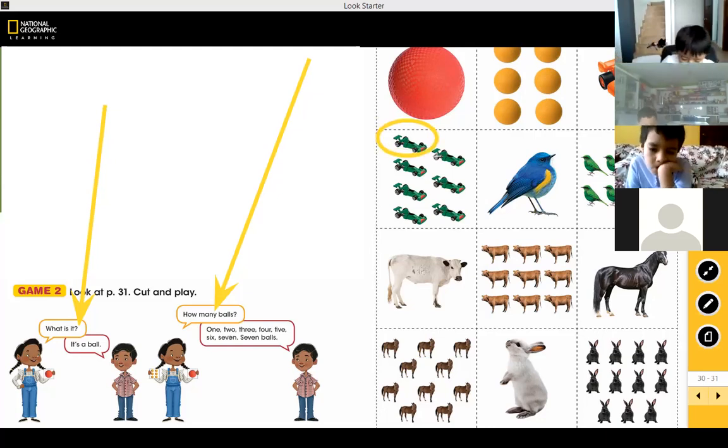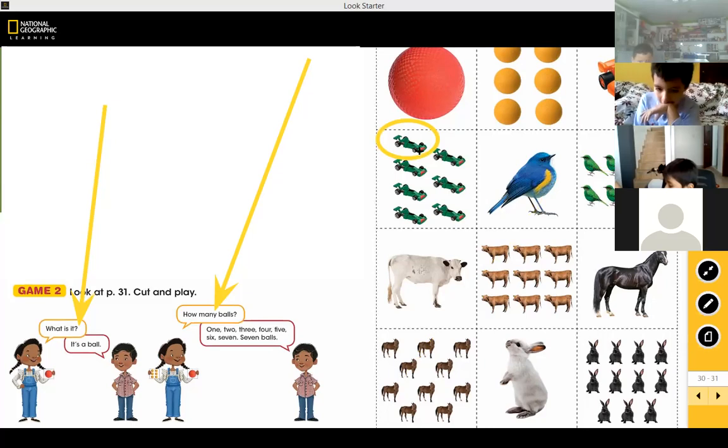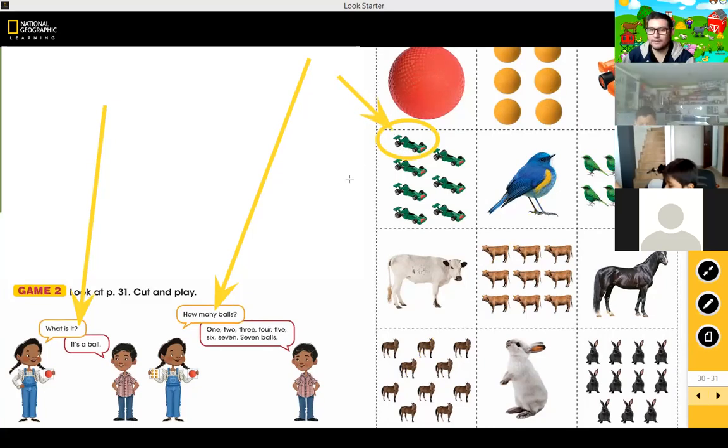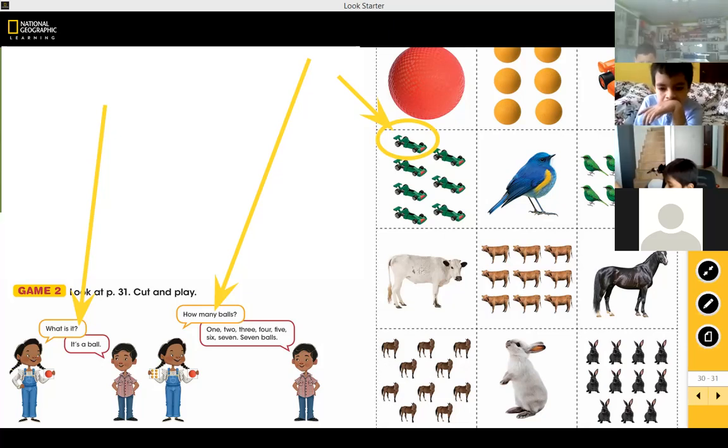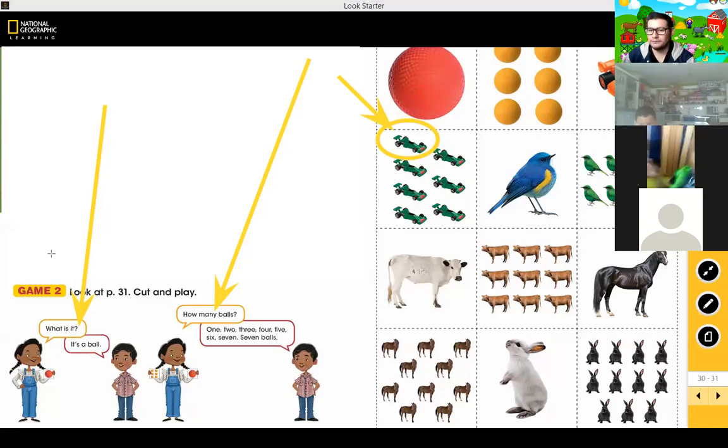What is it? Okay, vamos, Benny. What is it? A ver, Benny. Activamos el micrófono, Benny. What is it? ¿Está nuestro amigo Benny por ahí? Okay, vamos, Benny. What is it?